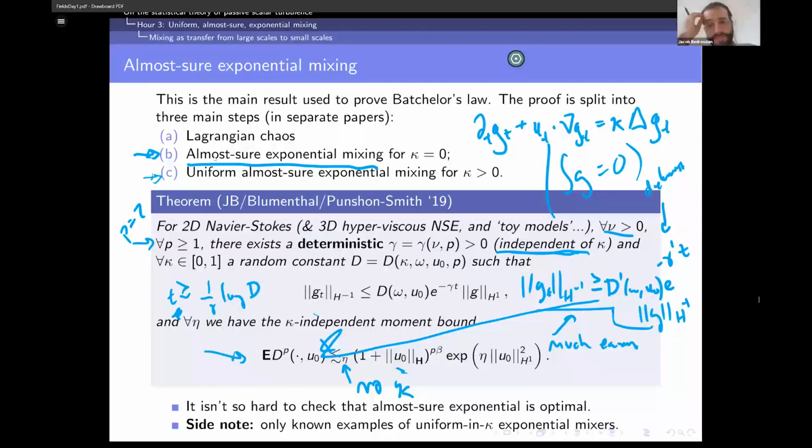So this is qualitatively, up to the exact values of gamma and D, the fastest that the fluid could possibly mix anything. Okay, so it cannot mix faster than this. Basically, it mixes more or less as fast as it can.